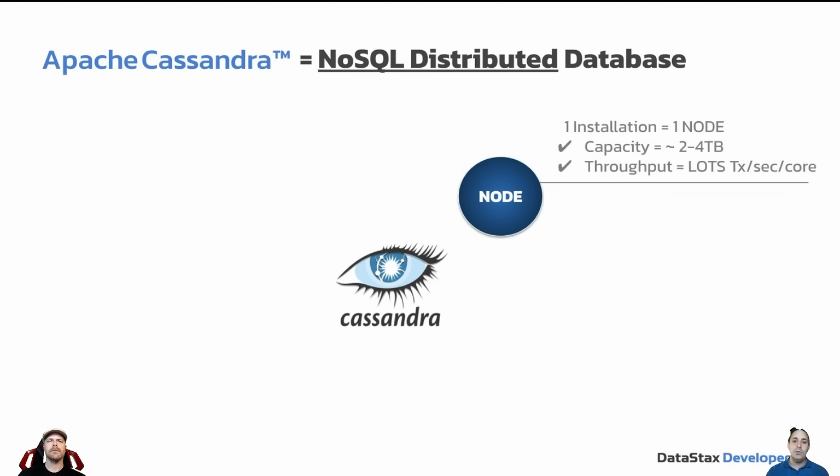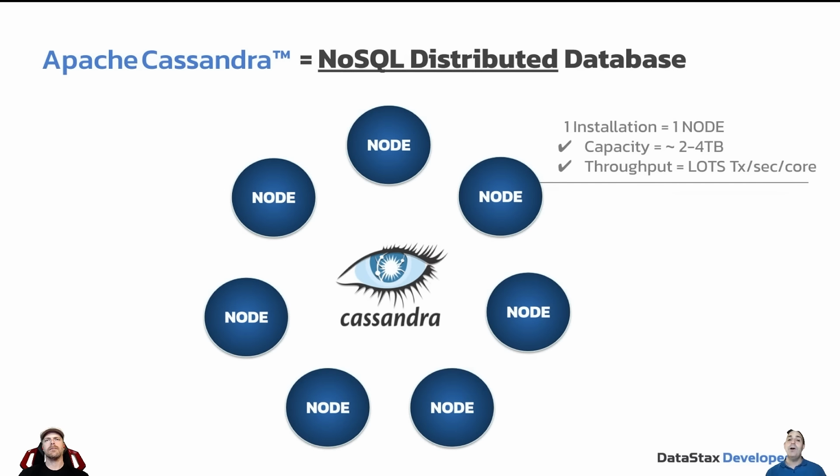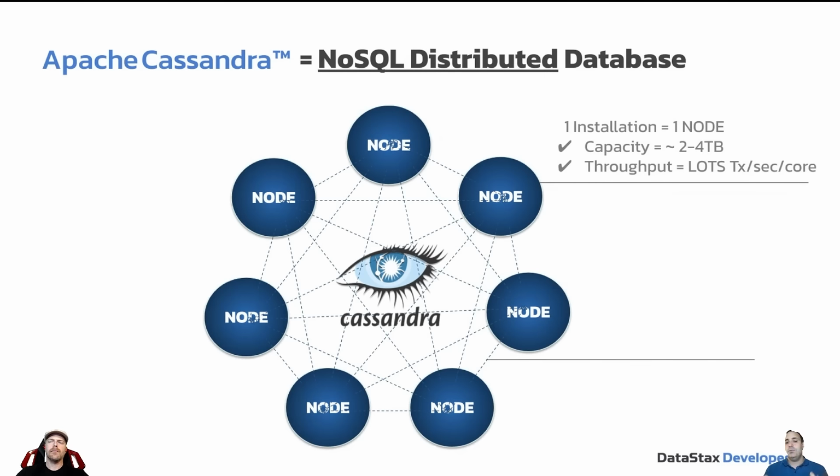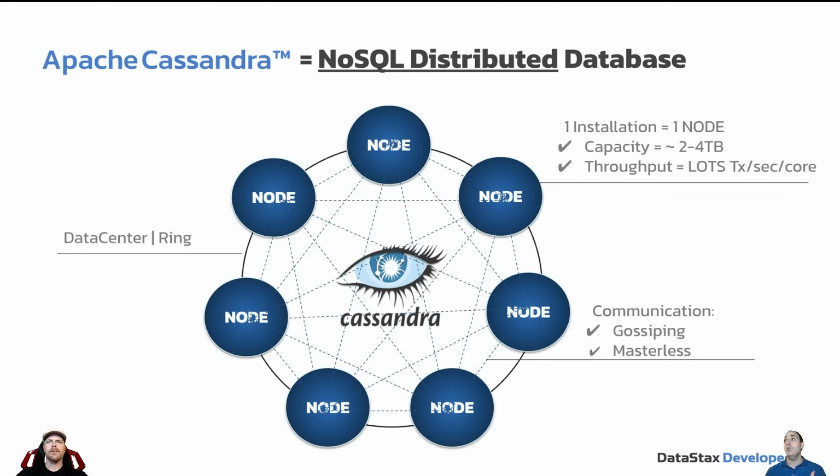It's a distributed database, so you want multiple nodes. In this configuration, there is no master. This is what we call masterless. All communications are peer-to-peer, and it's called gossiping. You can then group those nodes as data centers, also called rings. Pretty cool, right?